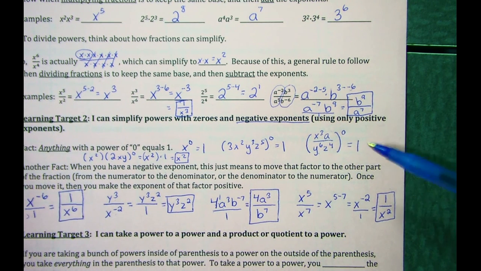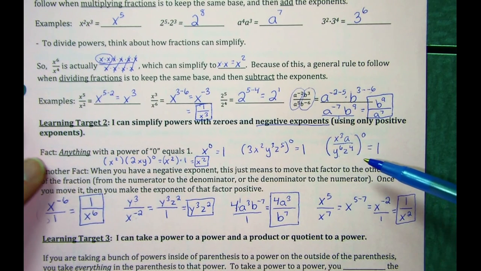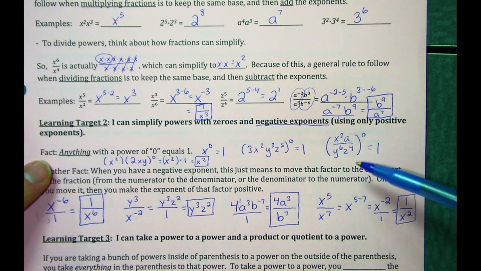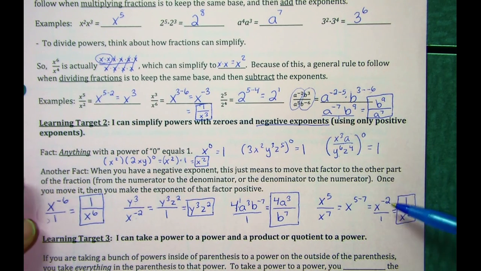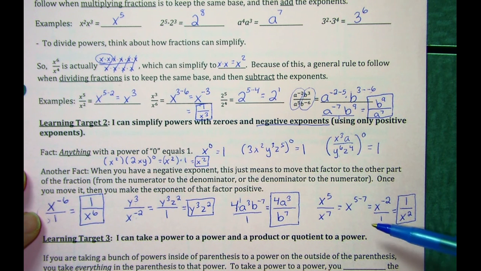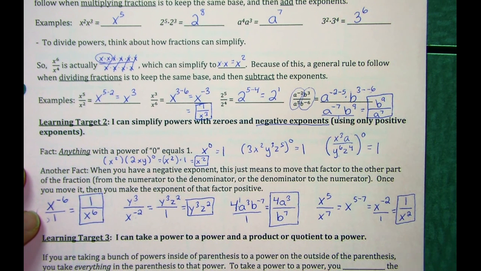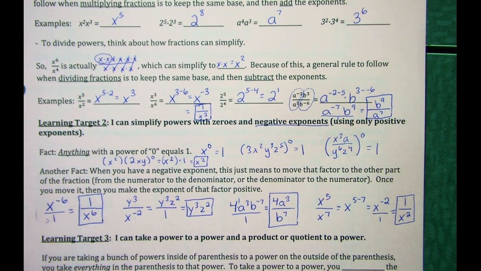And so the 2 new things that we learned are: anything to the 0 power equals 1. And anytime you have a negative exponent, that means you need to move it to the other part of the fraction and make it the positive version of that exponent. And that is all for Learning Target 2.